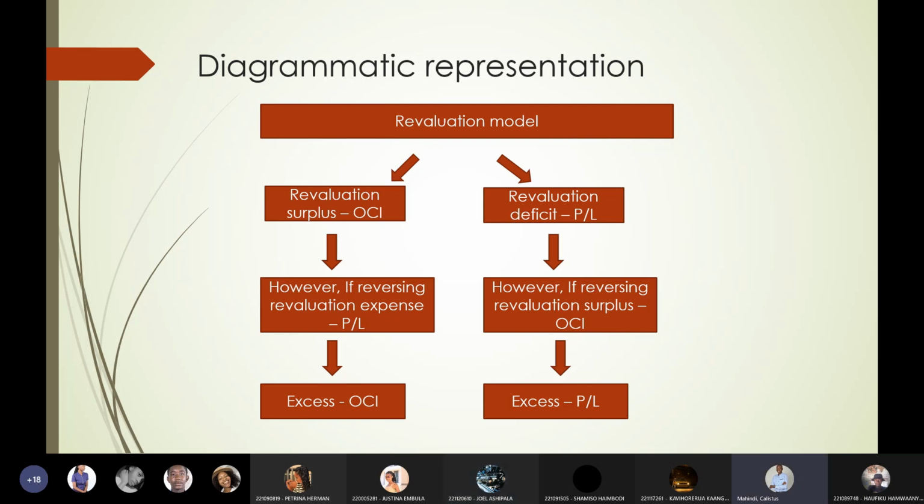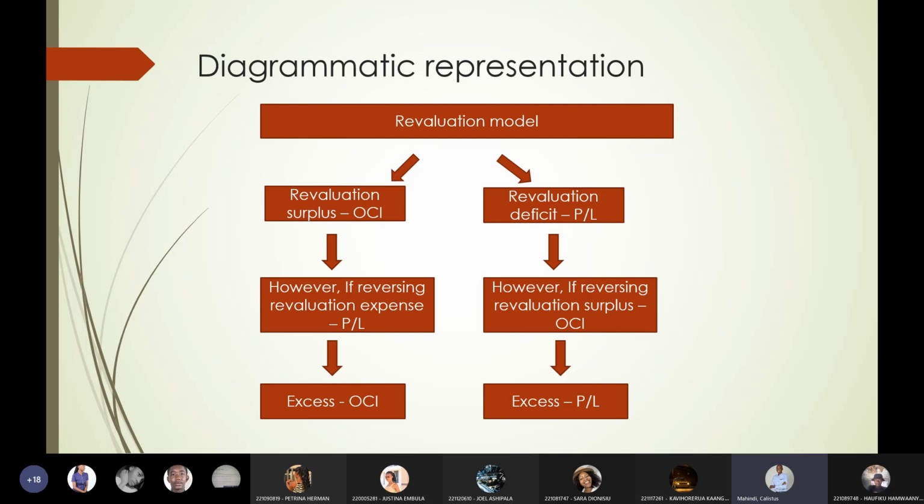Okay. So if you look at it, the revaluation model states that if we have a revaluation surplus, so I'm looking at the left, a revaluation surplus is recorded in OCI. While a revaluation deficit or expense is recorded in profit or loss. So in this instance, on 1st of January 20X2, what did we have? We had a revaluation expense, right? Or deficit, we can say that.